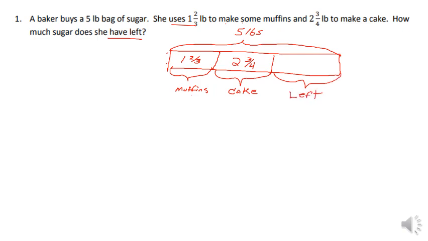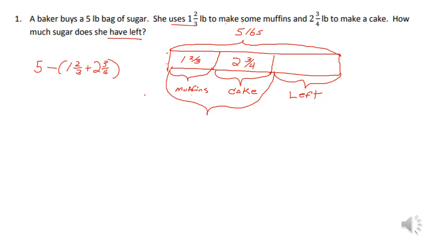So in order to find out what they have left, I have to take 5, and I'm going to subtract the sum of 1 2/3 and 2 3/4. In other words, I'm going to take the sum of both these two, and I'm going to subtract it from 5 pounds to find out what is left. Now, before we do that, let's go ahead and do an estimate in order to ensure our answer is reasonable.